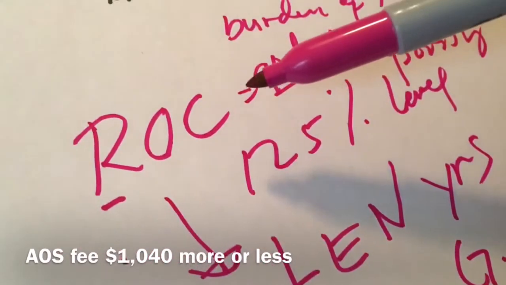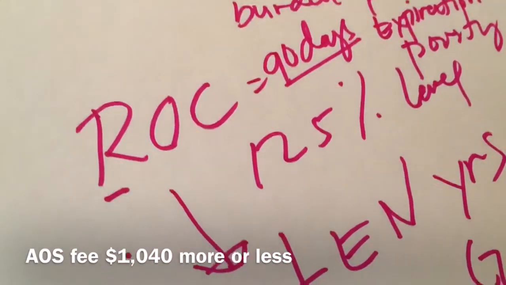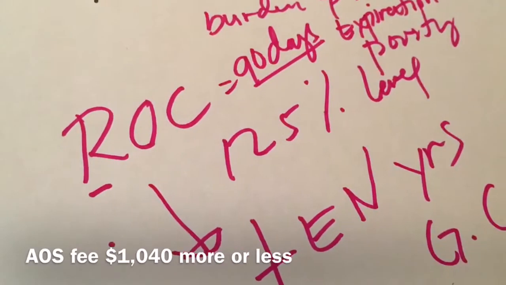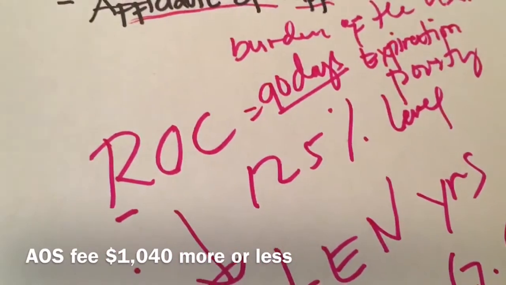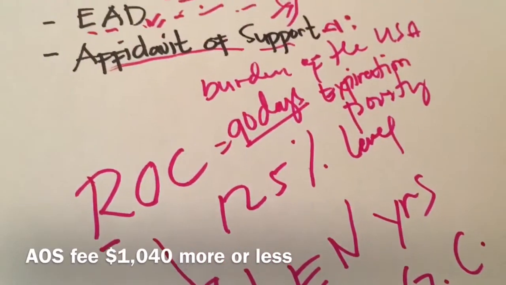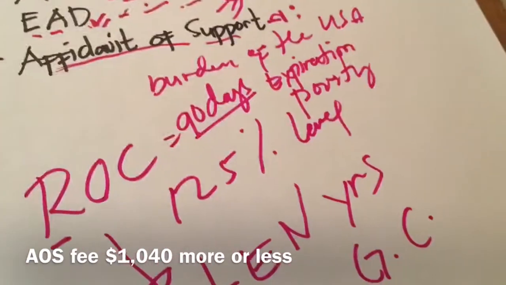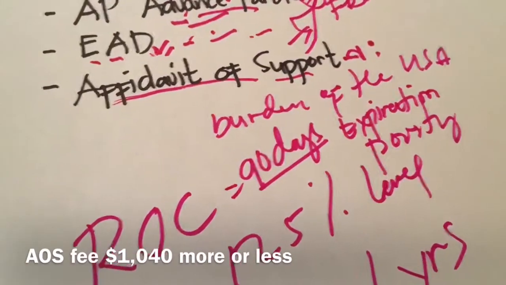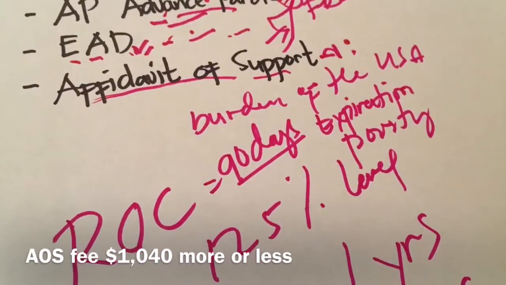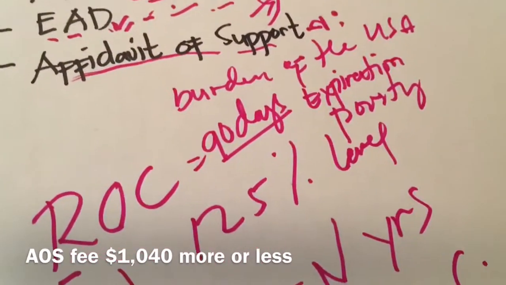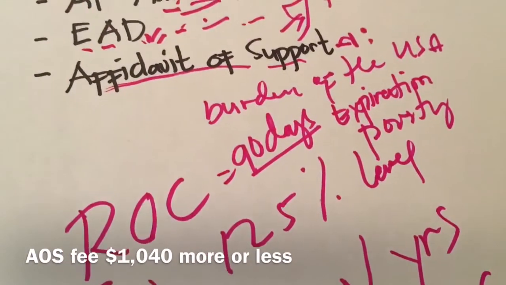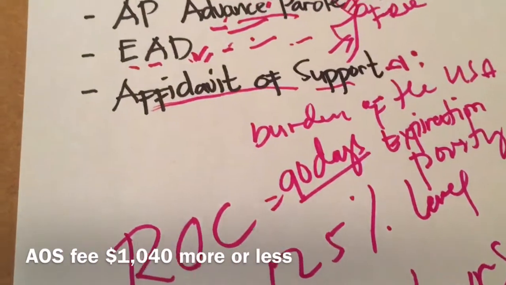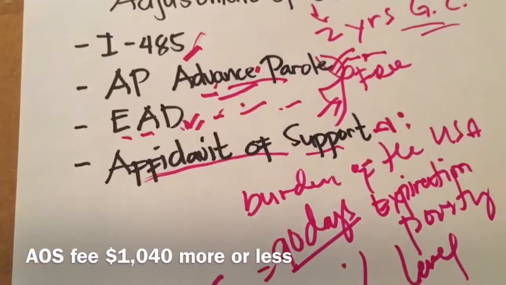Then after the ROC, you can file for N400. N400 is the application for citizenship. I think that's all that covers for the AOS, and on my next video, I will cover the N400, the naturalization application for citizenship.